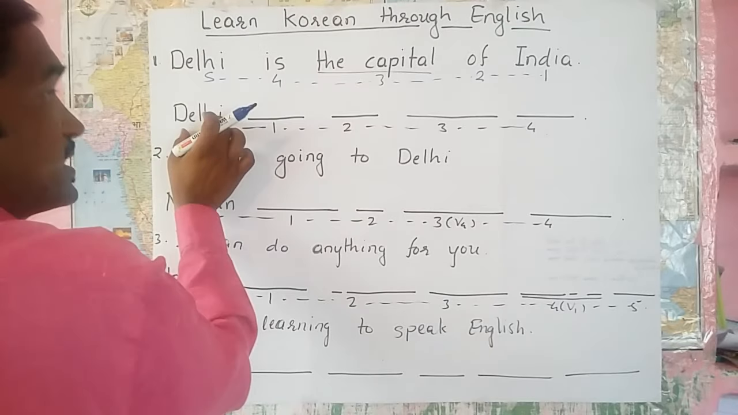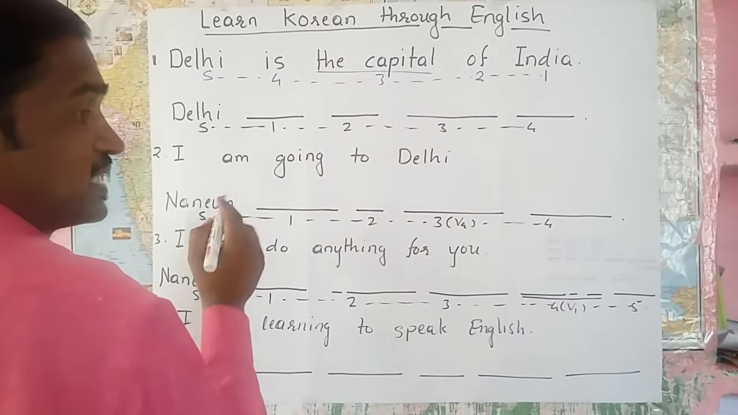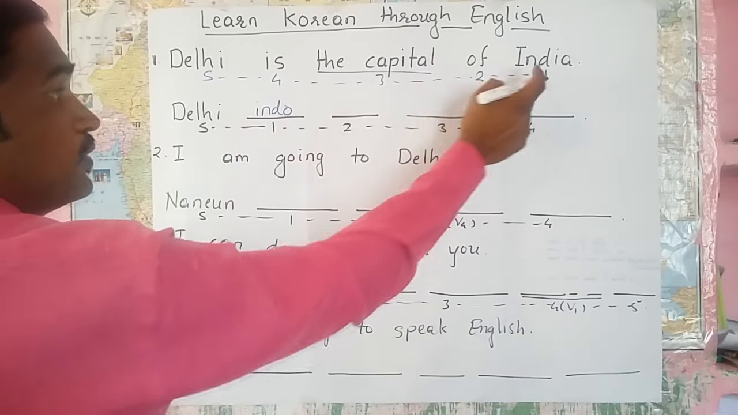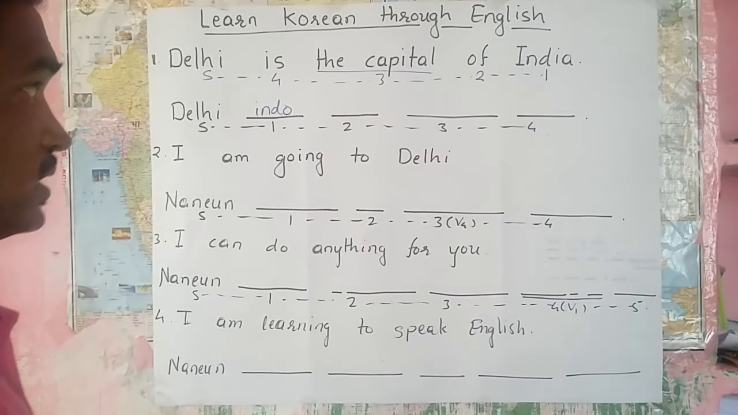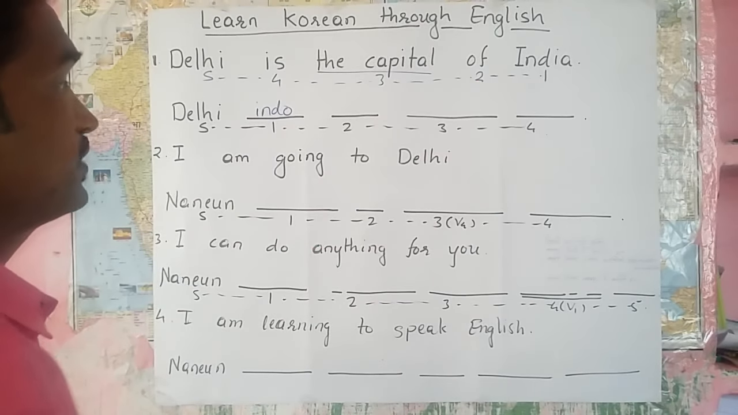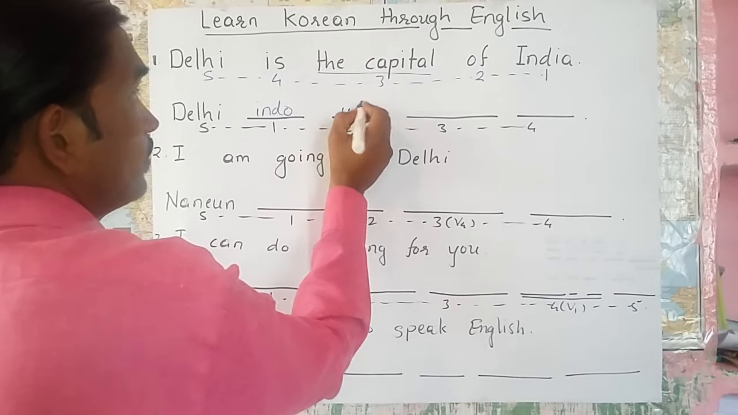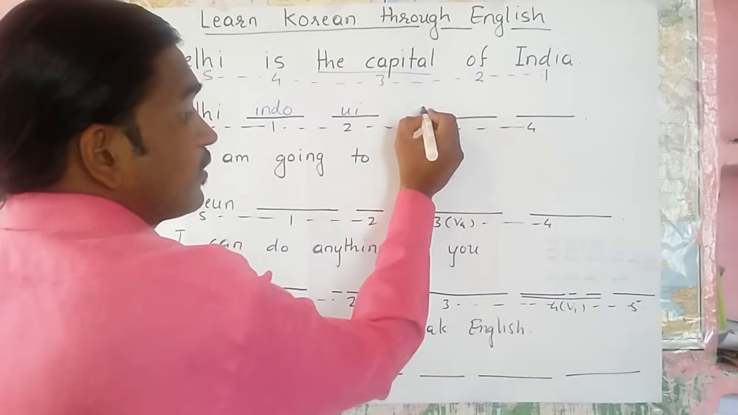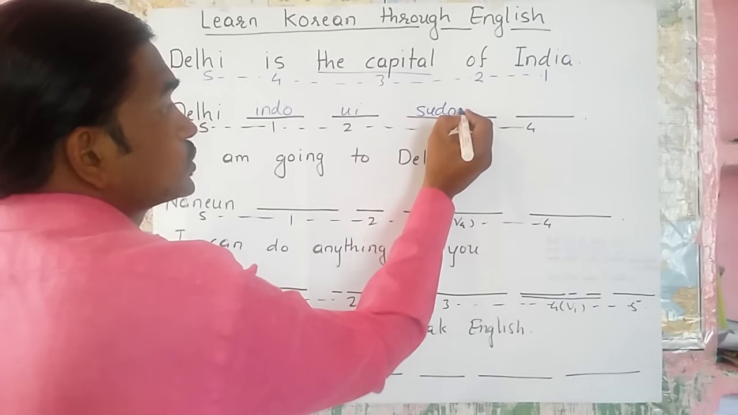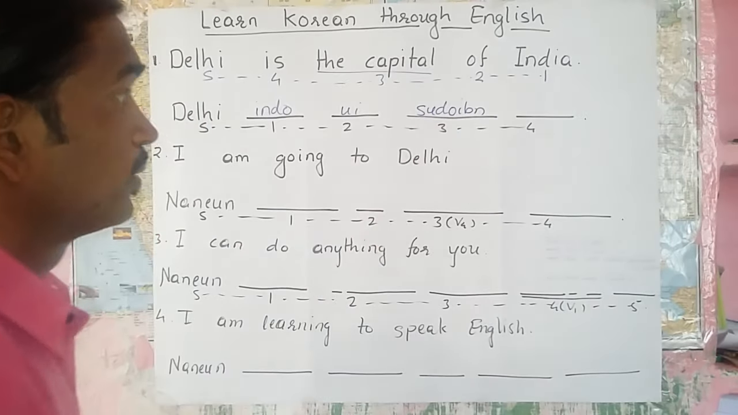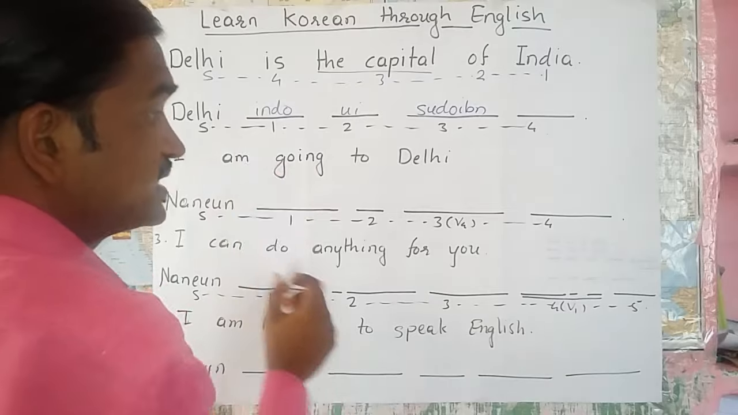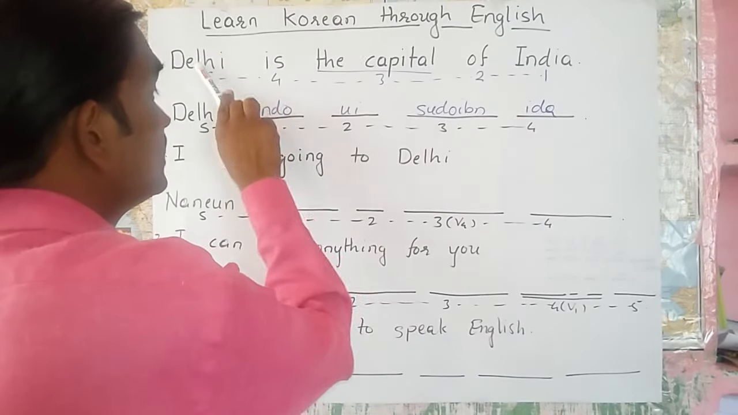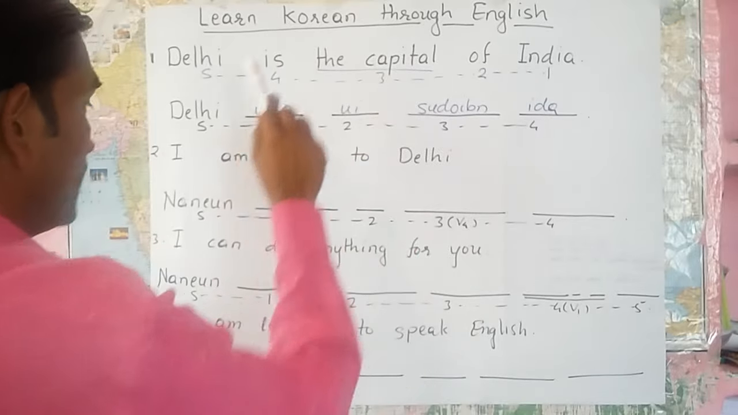Look here, Delhi is the subject. At the end of the sentence, there is Indo. India, the Korean word for India is Indo. Before one, above two is off. The Korean word for off is we. Before two, above three is the capital. The Korean word for capital is Sudo-in. Before three, above four is is. The Korean word for is is Ida. Look here. Delhi, Indo-we, Sudo-in, Ida.